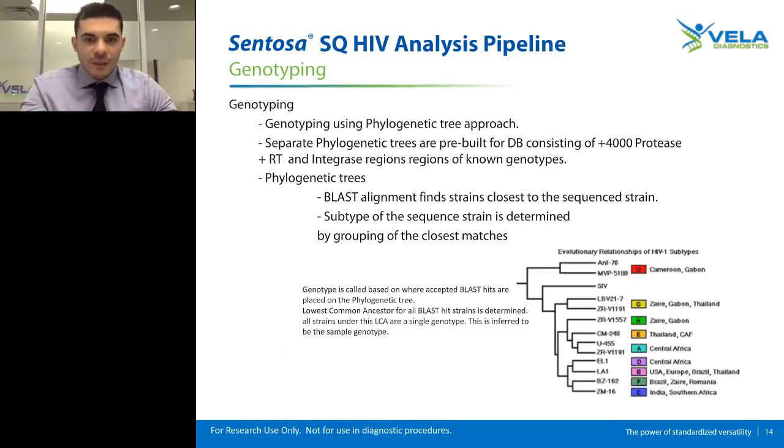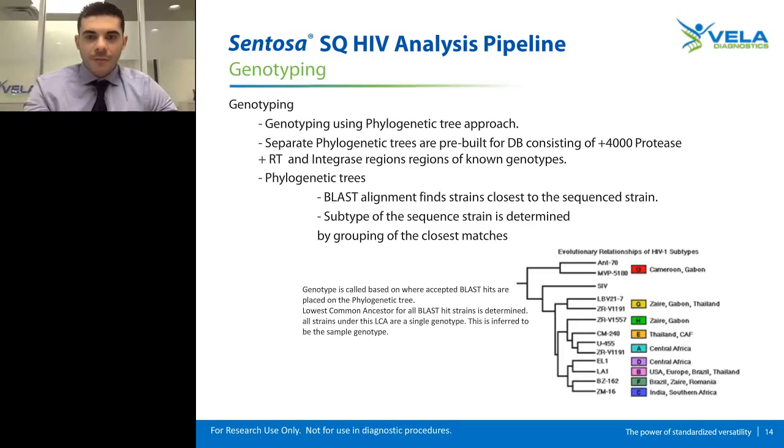Then we're going to take a look at genotyping here. What we do is generate a phylogenetic tree. This is pre-built, and the database consists of over 4,000 protease, reverse transcriptase, and integrase regions. We take that contig and BLAST it over that database, so we try to find the closest hit out of that database to our contiguous sequence.